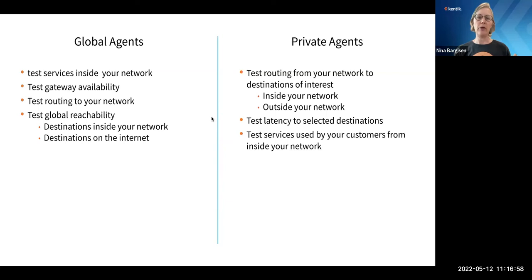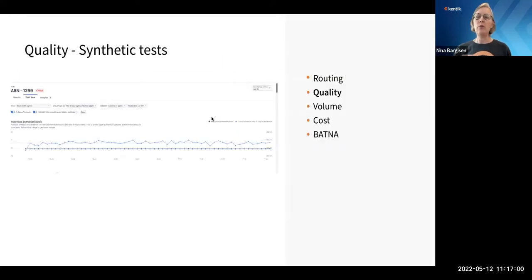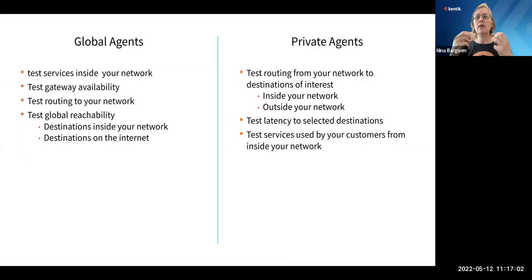So if we take a step back, here is a summary of how you use the two types of agents. And then what we can do, it's pretty easy from one of your private agents to set up a test towards one of your peers, because your flow data will tell the Kentik tool the most important targets inside that ASN, and we can use that to automatically decide what the destinations of the test should be and just set it up.